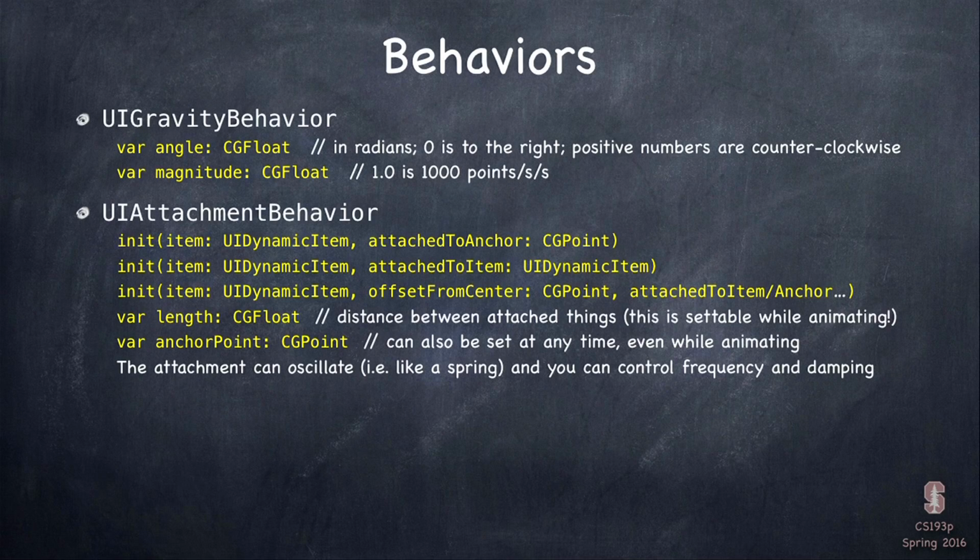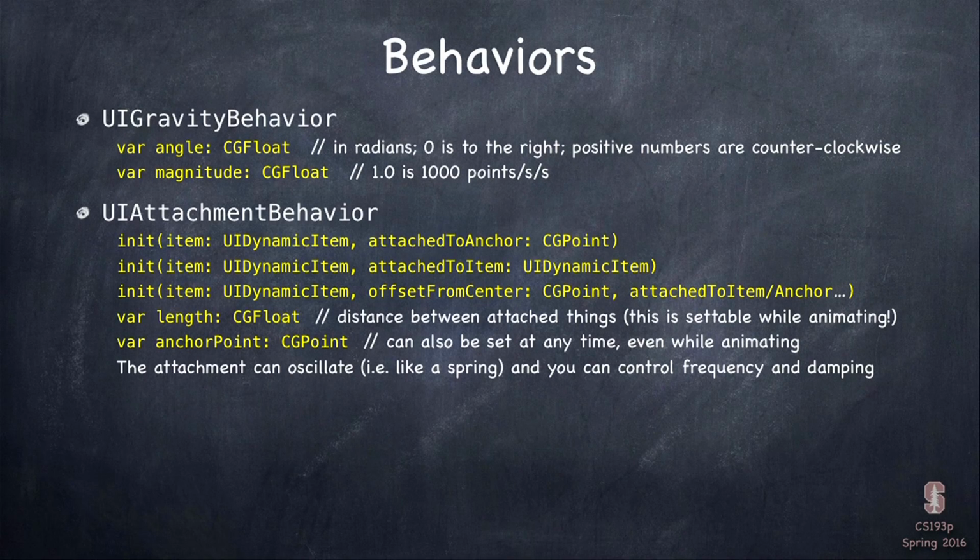All right, UI attachment behaviors. Okay, so what is this behavior? This behavior allows you to take two items or an item and a point and attach them. Basically attach them with like an iron bar between them. But the bar can pivot at either side, either at the point or at the item, or the two items can pivot.